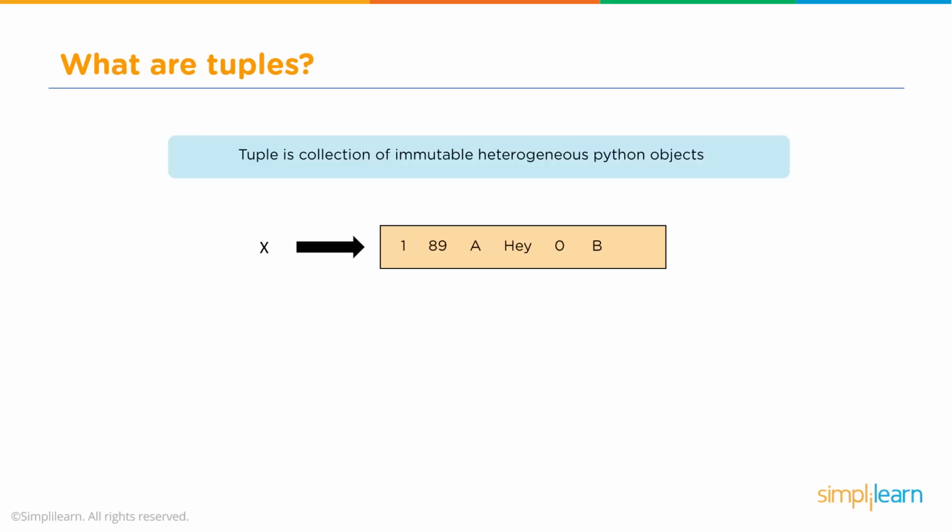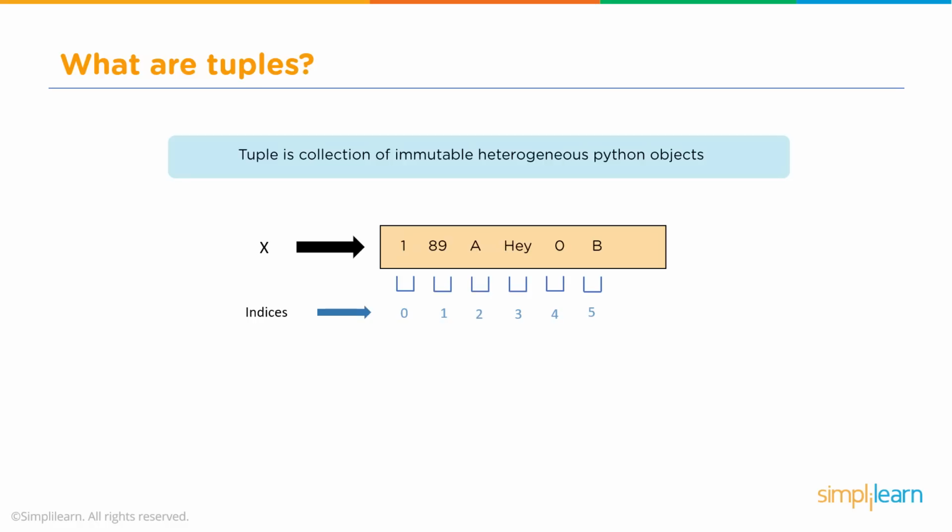So over here, we have a tuple x, and within x, we'll store various elements: 1, 89, a single letter A, which is a string, also a word, which is again a string in Python, hey, O, and B. As you can see, this tuple may not necessarily be completely filled with integers, floats or strings. It can be a mixture of all of these data elements. That is one advantage we have with tuples and lists as compared to arrays, because with arrays, you can have only one data type of elements within it.